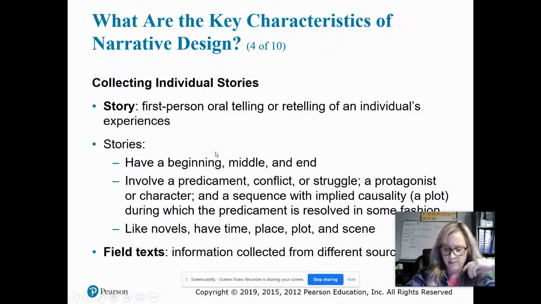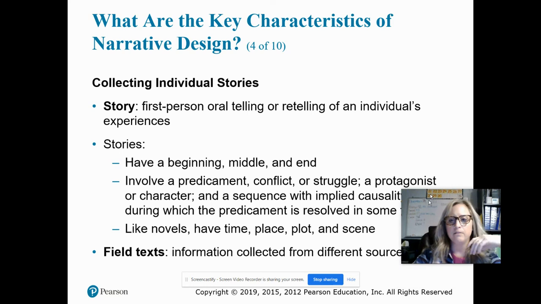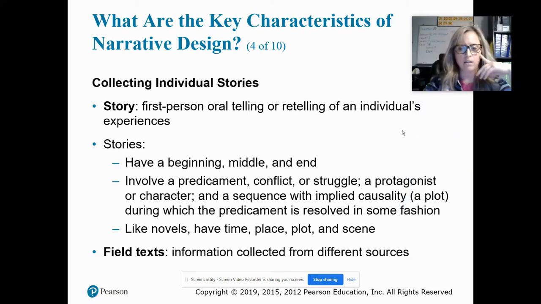And then you're going to collect individual stories. A story is a first-person oral retelling of an individual's experience. They have a beginning, middle, and end. There's perhaps conflict, a struggle that they had to go through. And there's a protagonist or character that's going to be discussed. So kind of just your basic writing concepts whenever you learn to write research reports in high school.